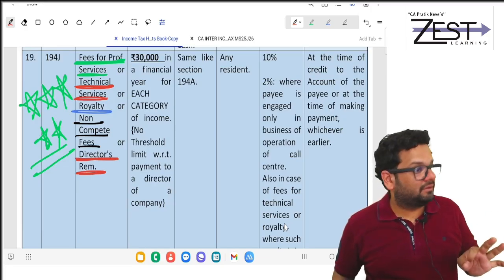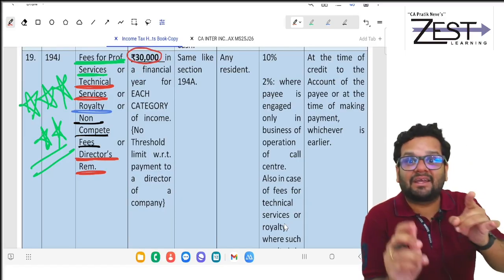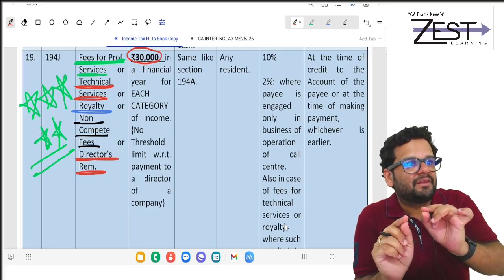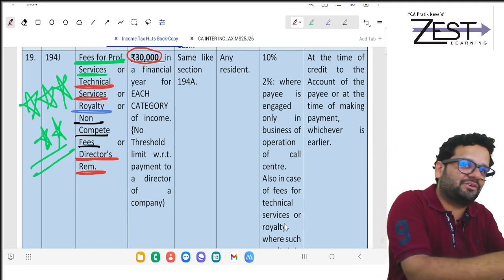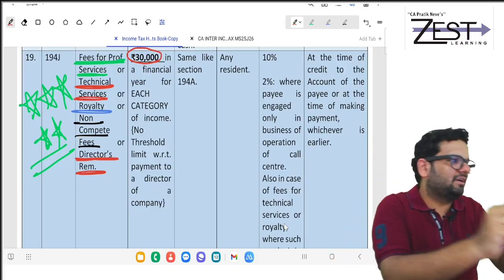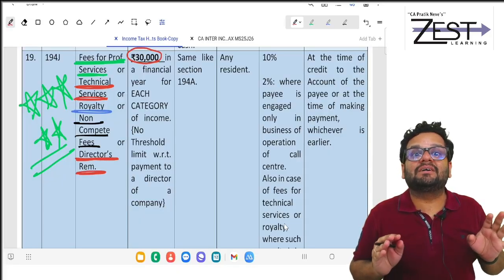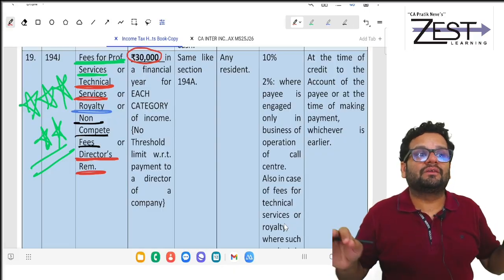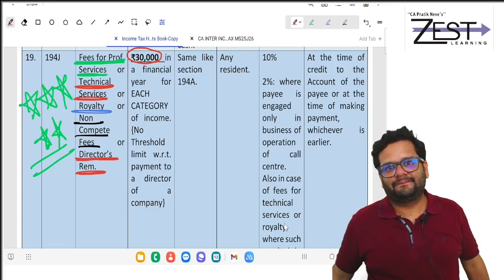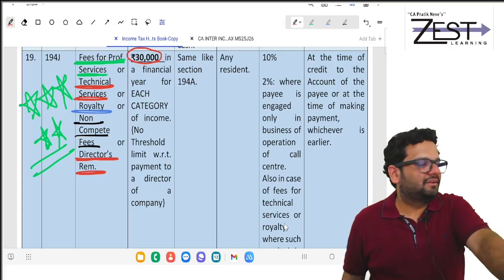Threshold limit is what? For each nature and category of payment separately. Means professional fees 30,000, royalty 30,000, fees for technical services 30,000, non-compete fees 30,000, directors remuneration no threshold limit. Means even if you pay sitting fees of 5,000, TDS will happen.